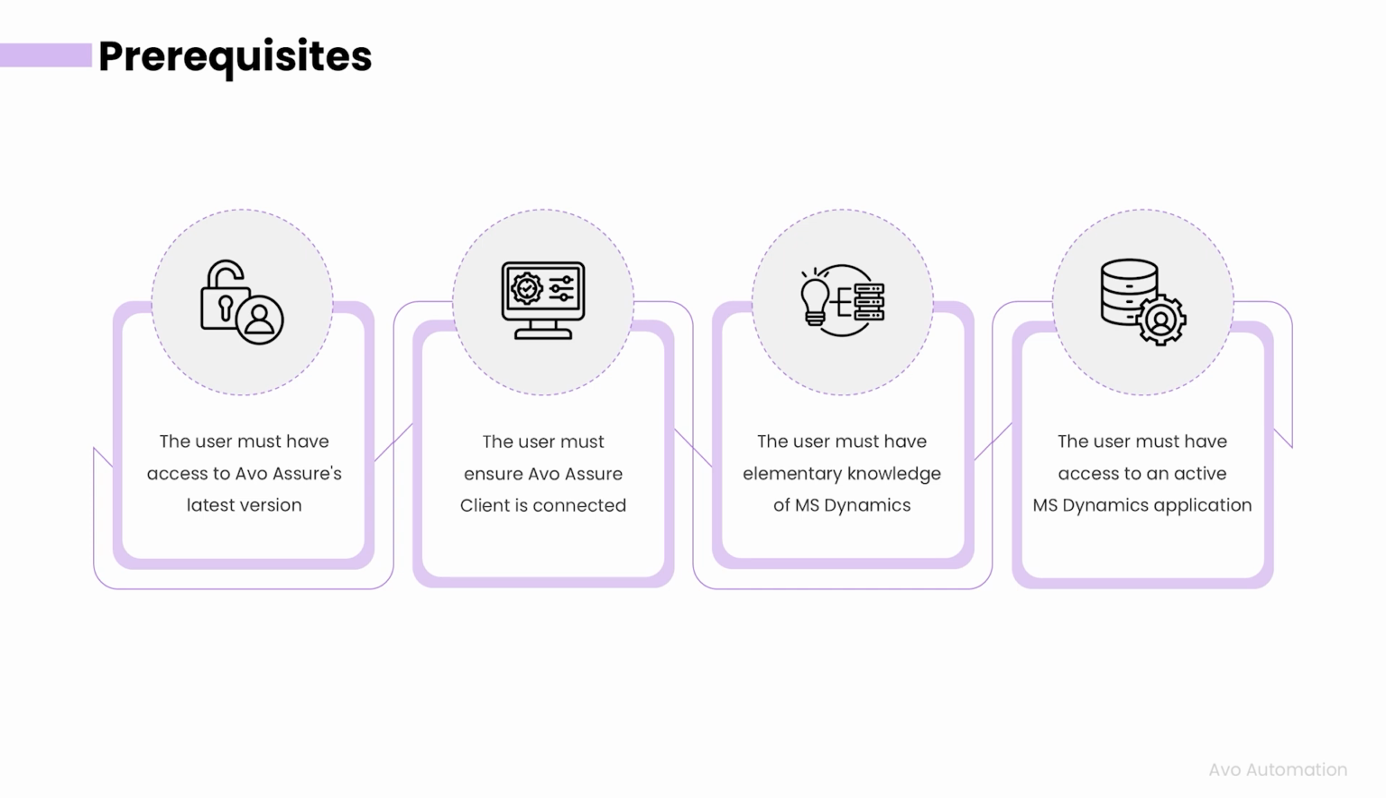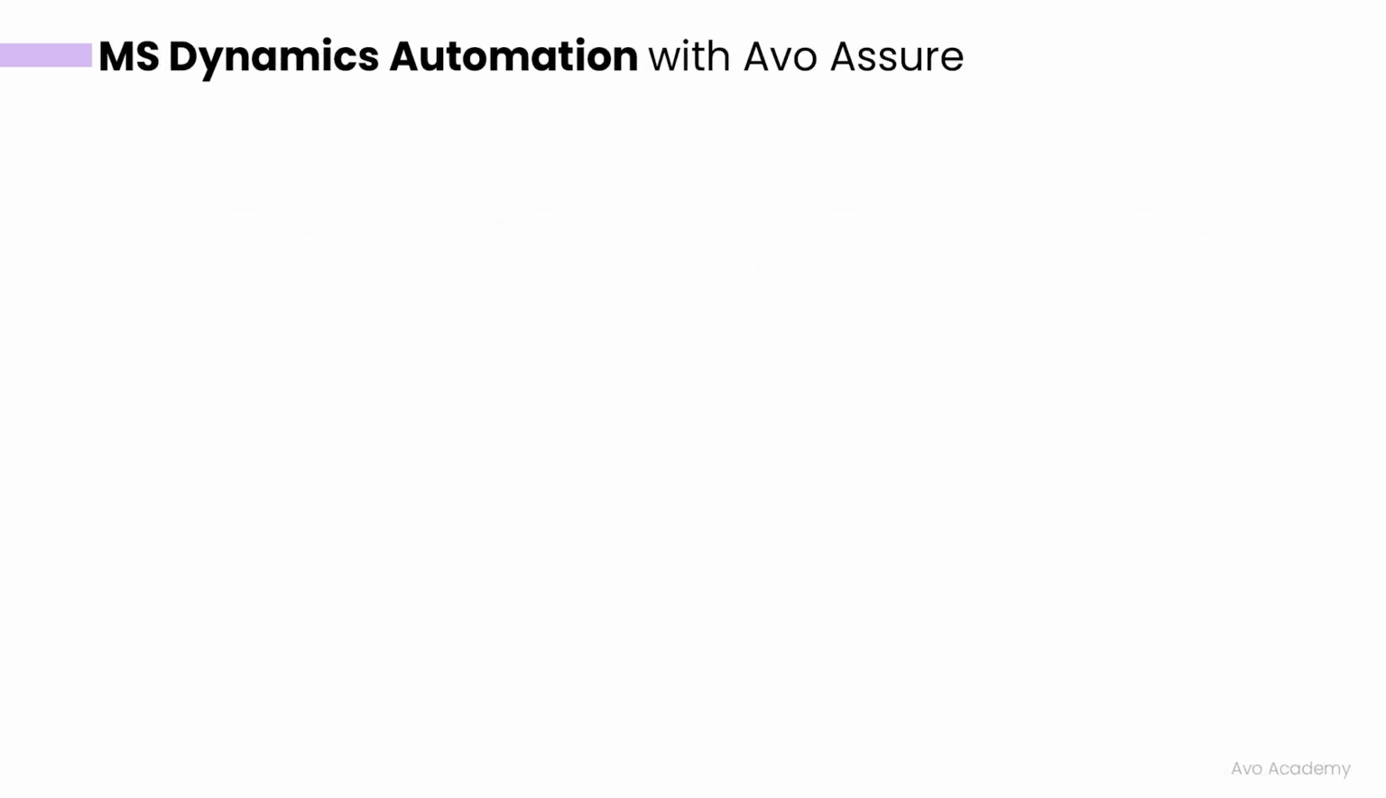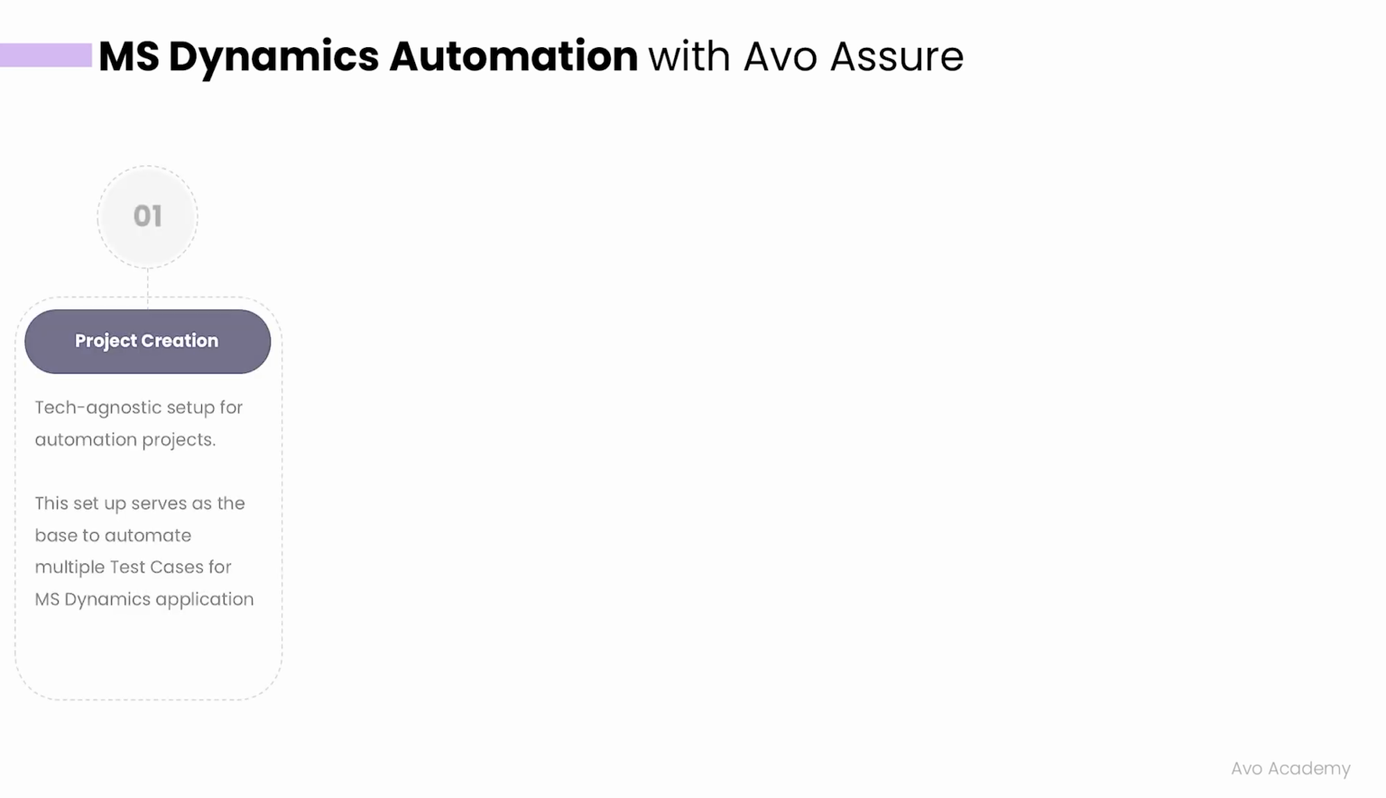After ensuring the prerequisites are in place, let's focus on the steps followed for MS Dynamics automation with Avo Assure. There are 5 crucial steps. The first step is project creation, which, as the name suggests, begins with setting up a project on the homepage of Avo Assure to test for the MS Dynamics application. This setup serves as the foundation or a home to automate multiple test cases for the said MS Dynamics application.